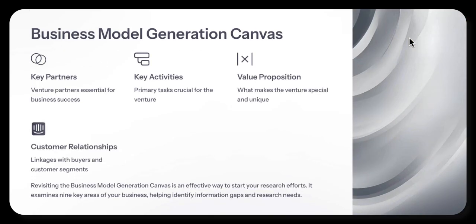If you revisit your business model canvas, or if you're working on your business model canvas, this is really going to help with portions of it: your key partners, your key activities, your value proposition, your customer relationships. It's really going to help examine these different areas that are crucial for you to complete your business model canvas.